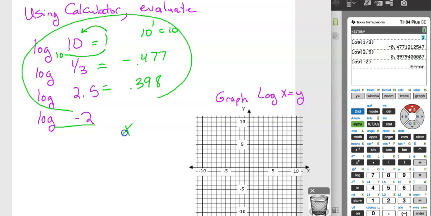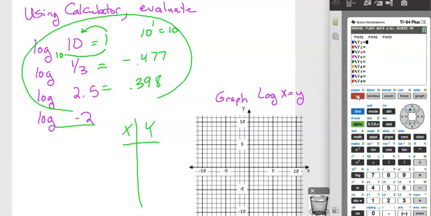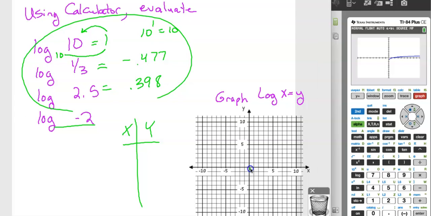All right, now if I wanted to graph a log, this is basically what I just did. I made an XY chart. I evaluated it and found out what it would be. You can do that if you want, or go to y equals and just enter log of x and push graph. By the way, sometimes graphs can be deceiving because it looks like it starts right here, and then it looks like it goes like that.